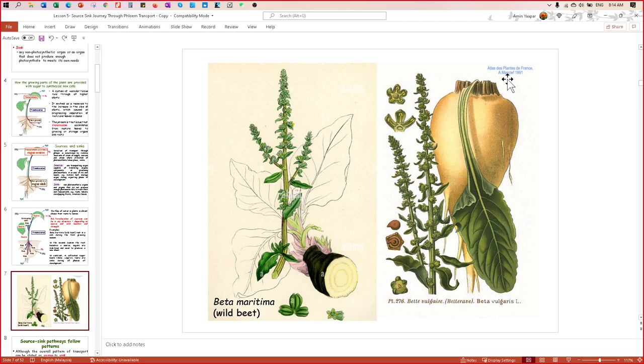You can look, this is the modern beet. Look, it's a lot bigger in perspective to the entire plant. Look at the root part of this wild beet. It's not as big relative to the entire plant, but the modern beet that we have, in relation to the entire shoot part of the plant, is quite big. And that's why we commercialize this.